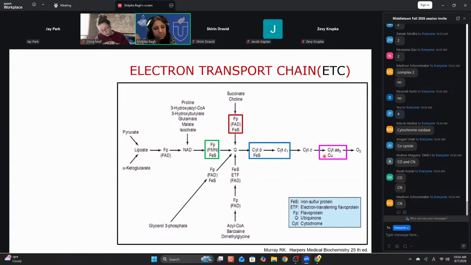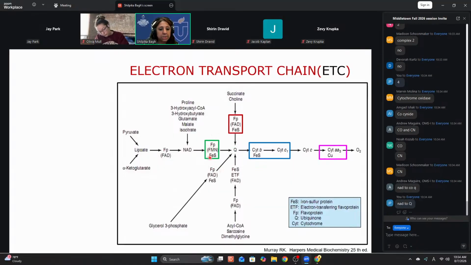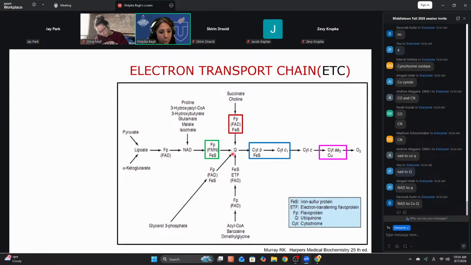Know the flow is unidirectional. It's not back and forth. What's the function of complex 1? Tell me, passing reducing equivalents from where to where? What's the function of complex 1? To pass reducing equivalents from NAD to CoQ.